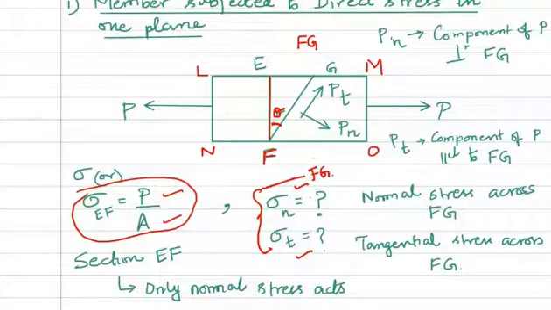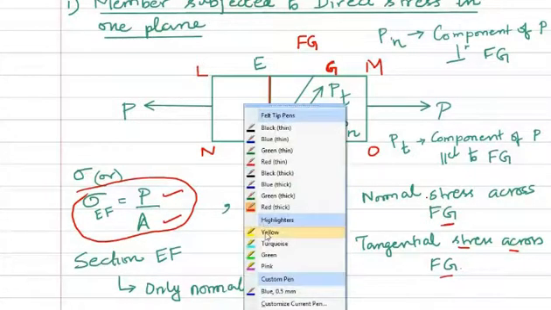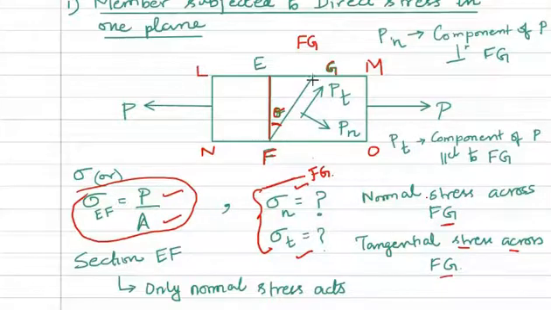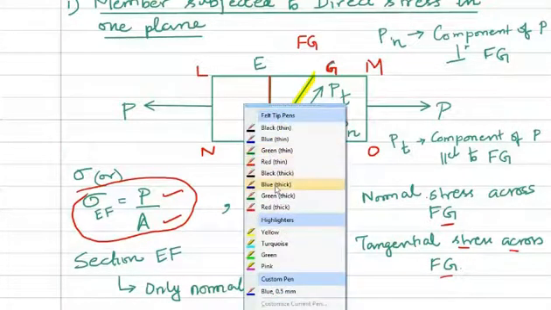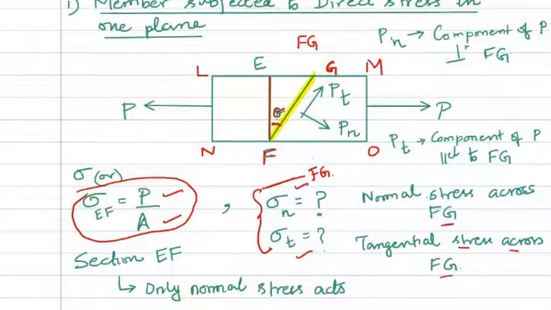So how this can be calculated? So sigma n, it is the normal stress across FG, and sigma t, it is the tangential stress across the plane FG. So this is your plane FG. So the yellow colored highlighted line is the plane FG, which is inclined at an angle theta to the plane EF. So in the plane FG, I have to calculate what is the normal stress and what is the tangential stress.